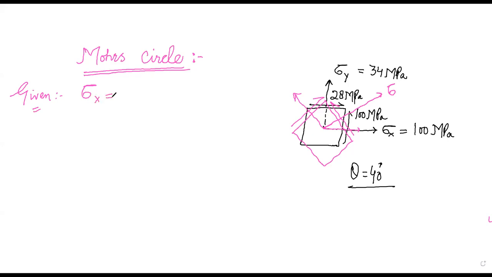We write sigma x is equal to how much? Sigma x is given as 100 mega. Is it positive or negative? Positive. Why is it positive? Because it's along positive x-axis. Tell me how much is sigma y? 34 MPa. Is it positive or negative? Positive. Okay. We have written this.